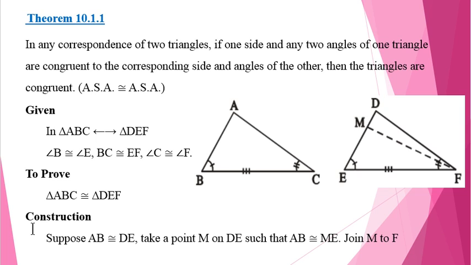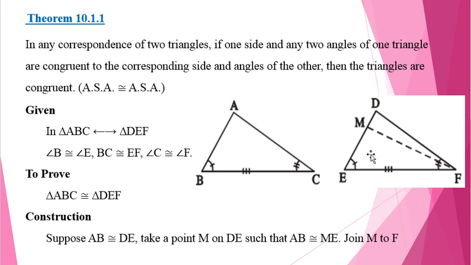Now we are doing construction. Construction, suppose that the side AB is congruent to the DE. Look over there, that the side AB is congruent to the DE. Take a point M on DE. Look over there, there is a point M on the line DE, such that the side AB is congruent to the ME, and join the M to the F.